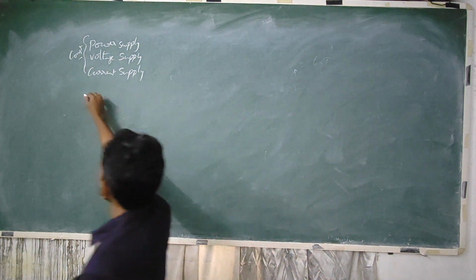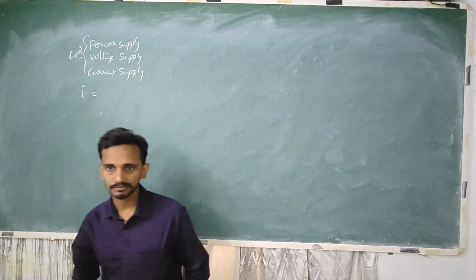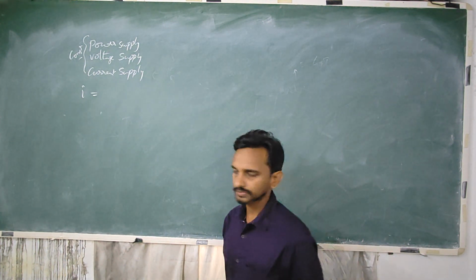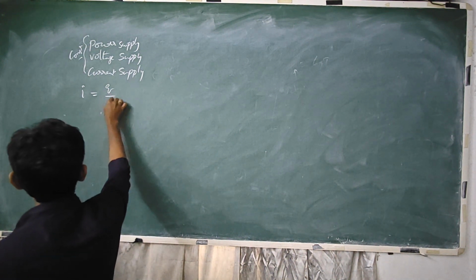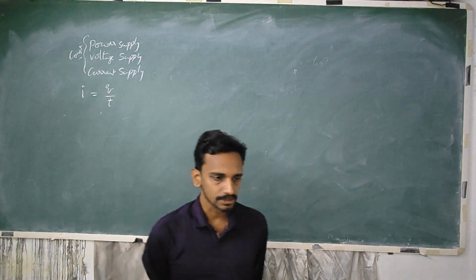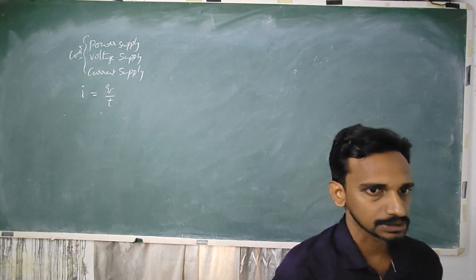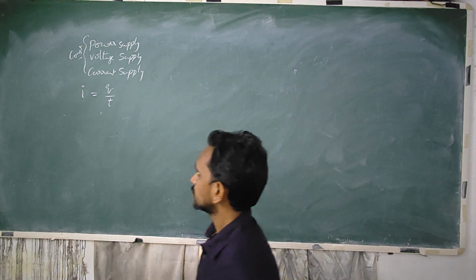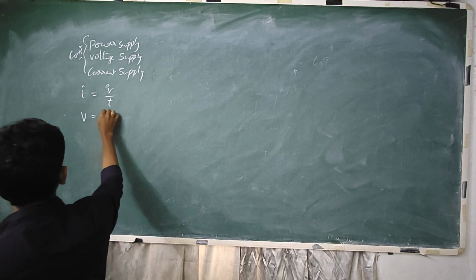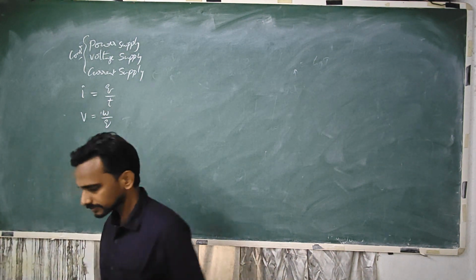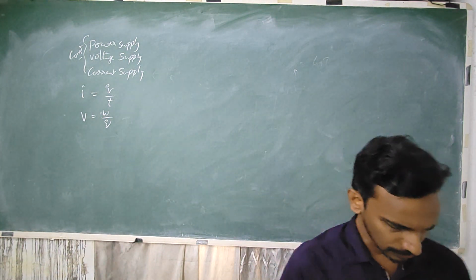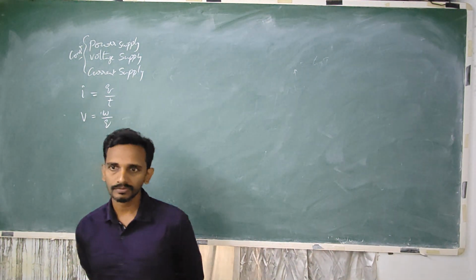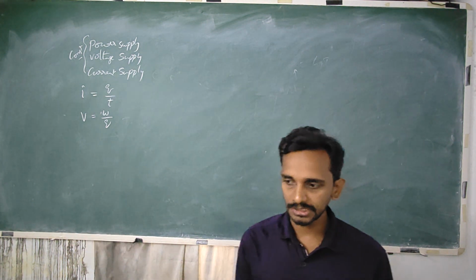So what is current? Current is the rate of flow of electrons, Q by T. So how many charges or how many electrons are flowing through the given circuit per unit time is called current. Okay. Next one, voltage is the work done on each charge. Work done on each charge. It is the energy supplied to each charge.